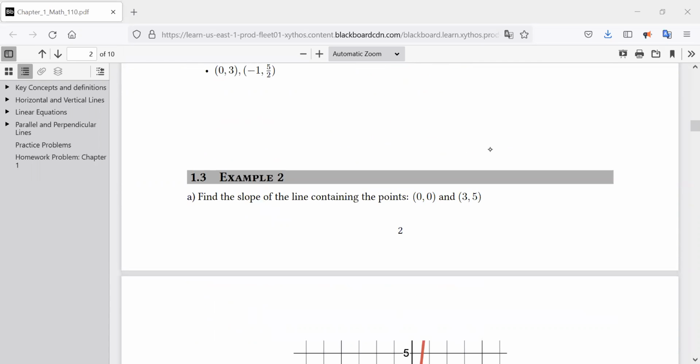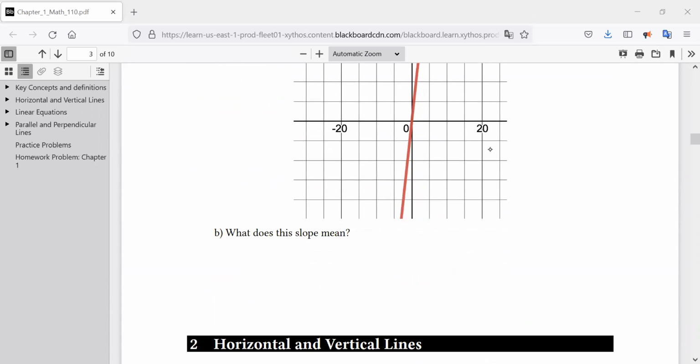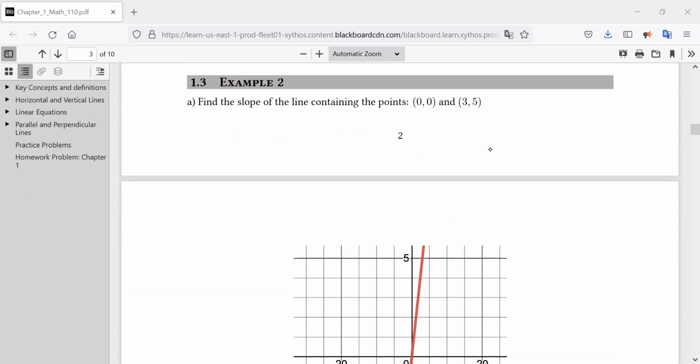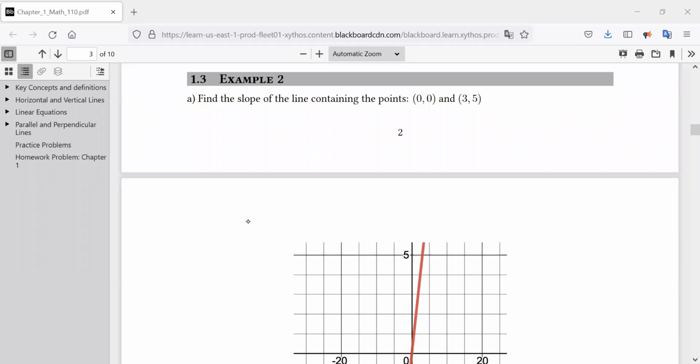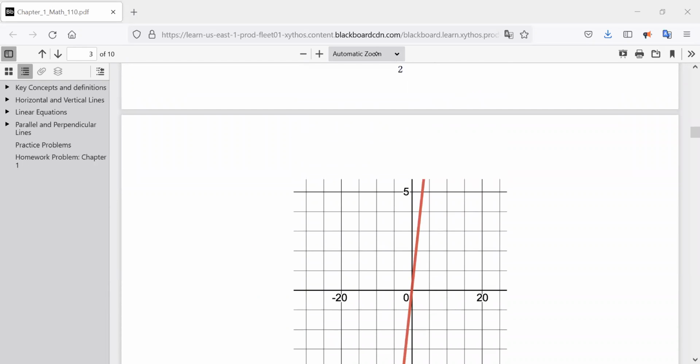You can in fact have other slopes too. So if we want to find the slope of a line that contains 0, 0, and 3, 5, probably the easiest way to do this is 5 minus 0 over 3 minus 0. So what's that going to give us? Just 5 over 3, right?